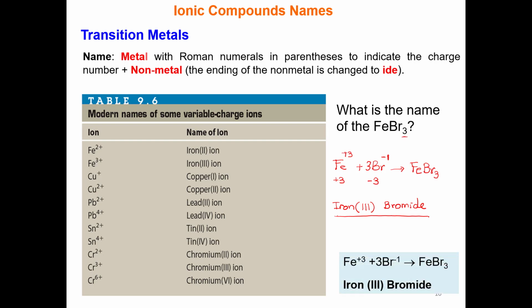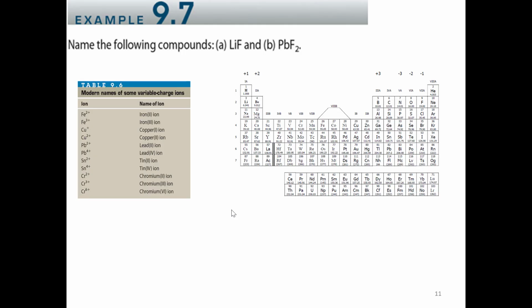And here it is more clearly. Now let's solve a few more problems. In the first part, we want to name the following compounds. First, we have lithium and fluorine, and then we have lead and fluorine also. Let's see what the name of each compound is, and let's start with part A.